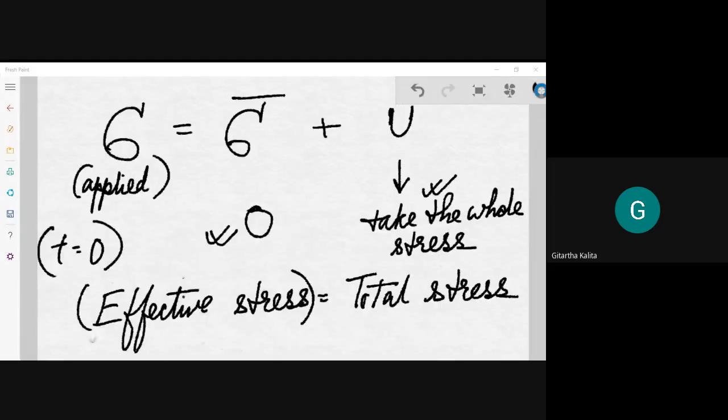So am I clear till now? Okay, I'm glad you have understood it. That is the concept. The final concept you should take home is that at the beginning, pore water pressure takes the whole stress and effective stress takes zero. At the end, effective stress takes the whole stress and pore water pressure takes zero.